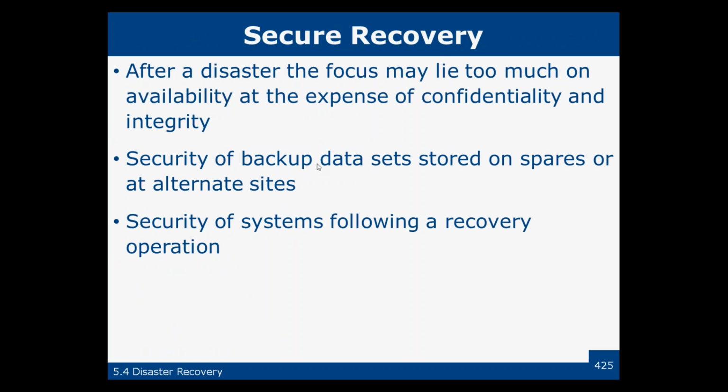Secure recovery. What happens a lot of times in these things, when we're trying to recover, we need to get the system back online. Let's get it up and running. You need to do that in a secure manner. We still have to take into account the CIA for the company: how are we going to maintain confidentiality, integrity, and of course availability is what we're trying to get back to generally. After a disaster, it may lean too much on availability at the expense of the other two.